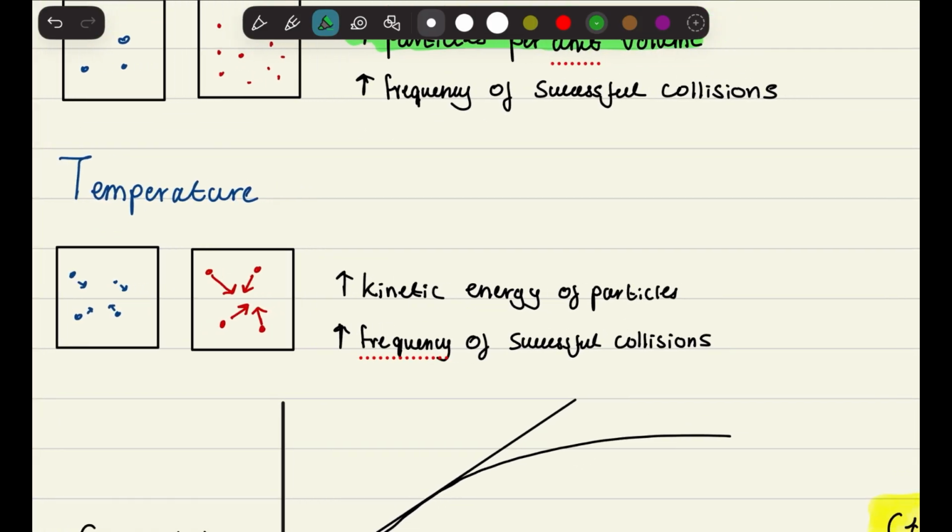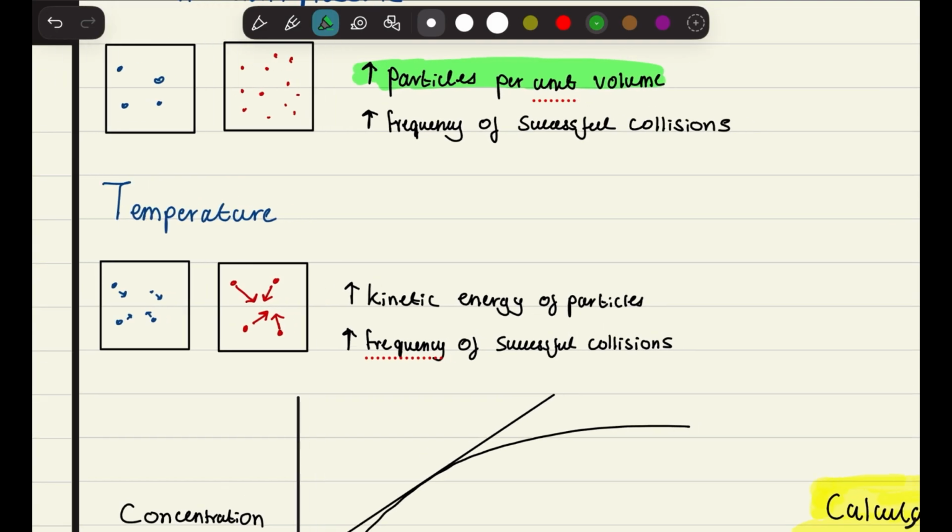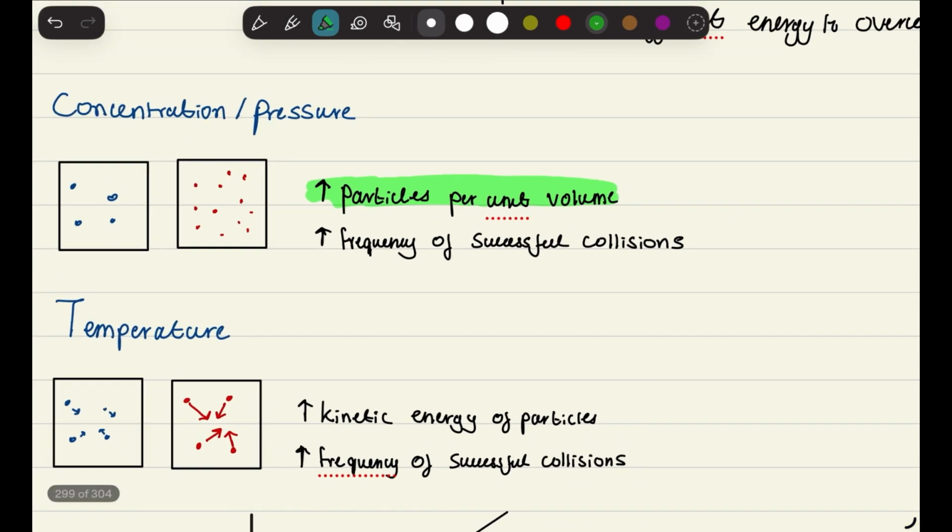Similar with temperature, if we have more temperature, these particles can start to bounce around more, they'll move around more because they have kinetic energy. So if we have increased kinetic energy, then that means that the frequency of successful collisions should also increase because the particles are going to collide more often. Well, yeah, they collide more often and with more force. And that's the kind of idea we're getting at there when we're talking about factors affecting your rate of reaction.